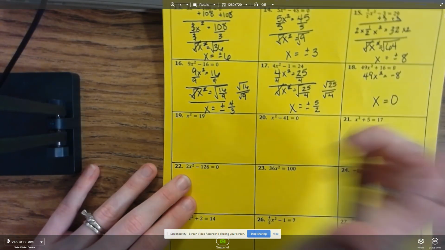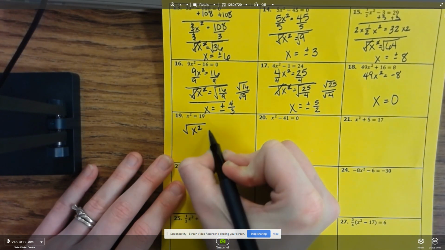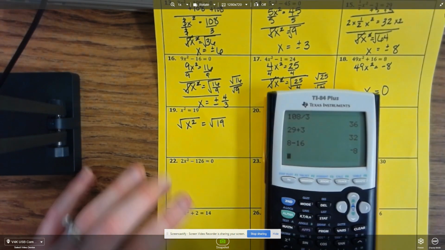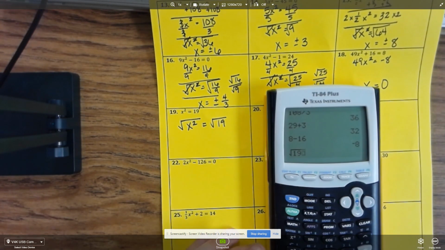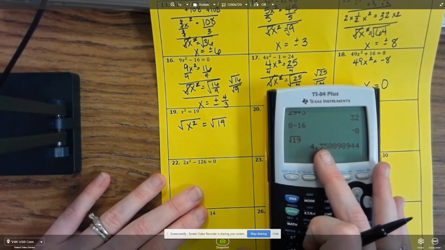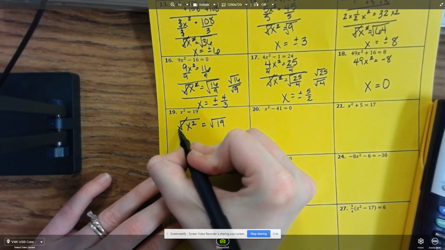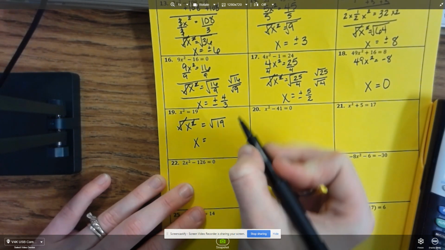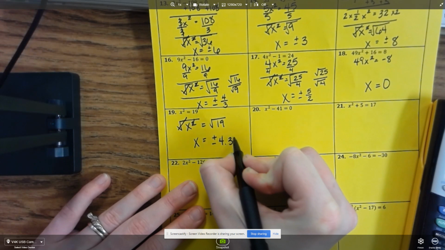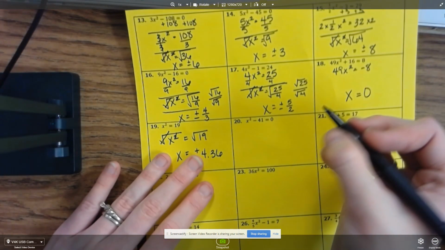Now, sometimes you get some really wonky ones. So if I square root both sides, if you square root 19, you are going to get a long, crazy decimal. So we're going to round to 2 decimal places. So for this one, x is going to equal a positive negative 4.36. So they're not always going to come out nice and pretty for you.